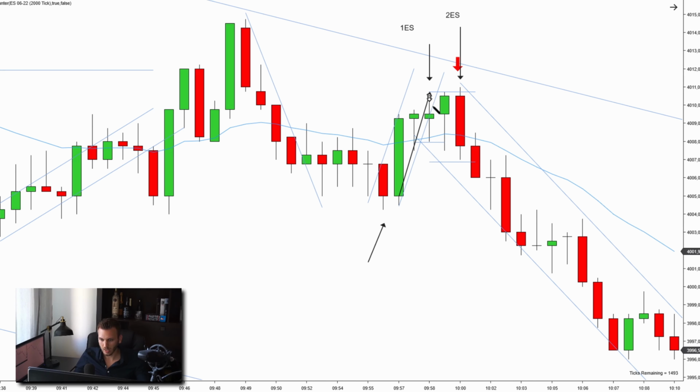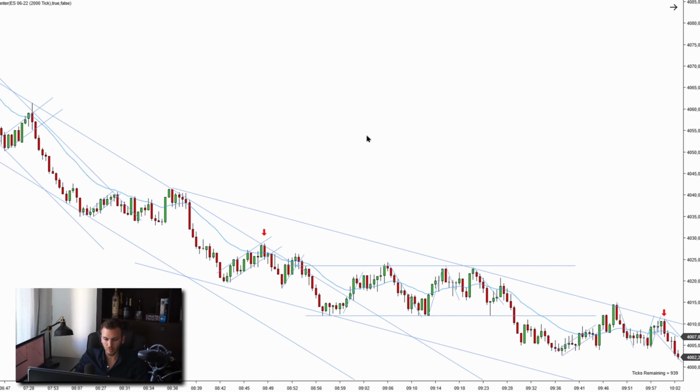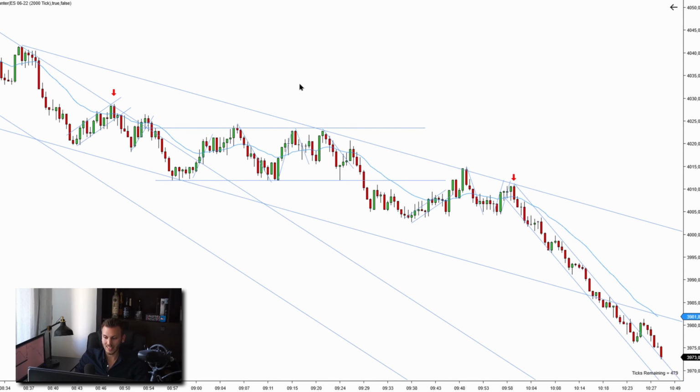Visual legs looking like this. First leg, pullback, second leg. Market keeps eventually pushing lower. So I'm going to wrap it up with my 2 trades. This trade was absolutely a fantastic trade.